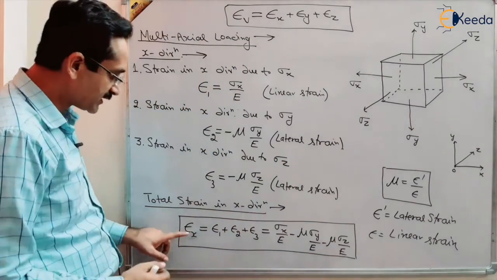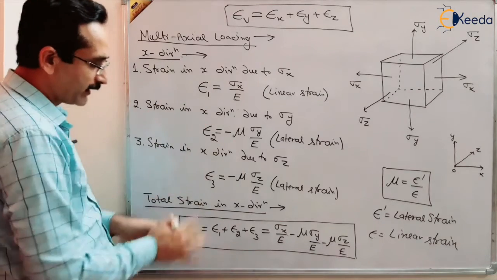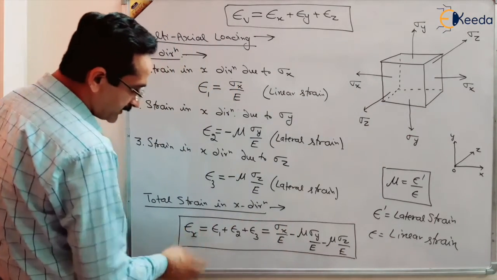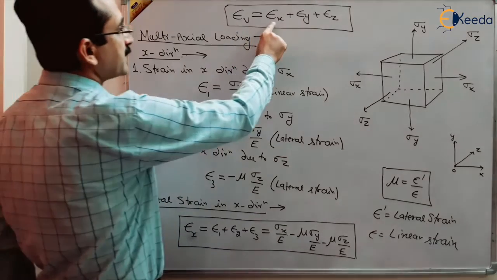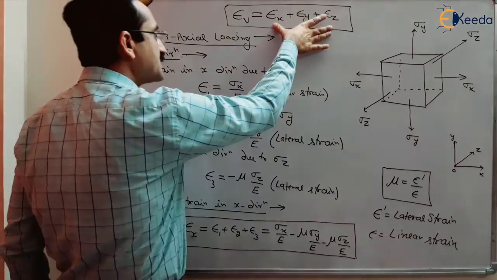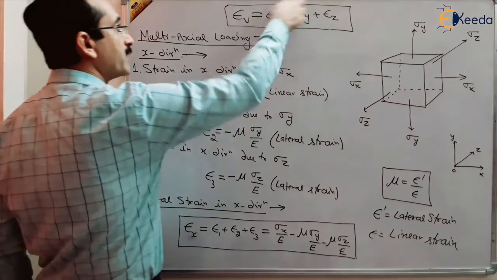Similarly, we will have strain in y direction and strain in z direction. So we will directly write, using this formula, the strain in y direction and strain in z direction. So we will get strain in x direction, y direction, z direction, and then summing up these three strains, we will get the volumetric strain, whose formula is already derived.